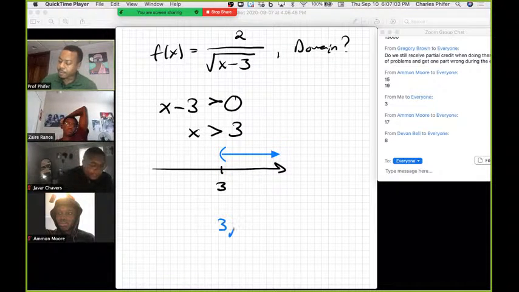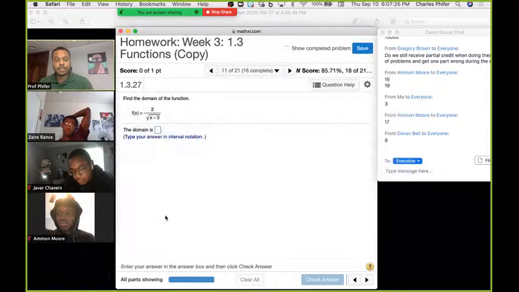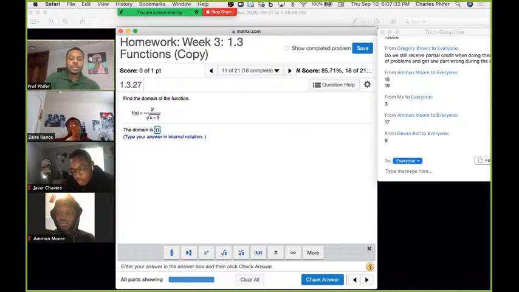How far right does it go? Infinity. Infinity always gets what kind of grouping symbol? Parentheses. In this case, what grouping symbol does the 3 get? Parentheses. All right. We said 3 to infinity.